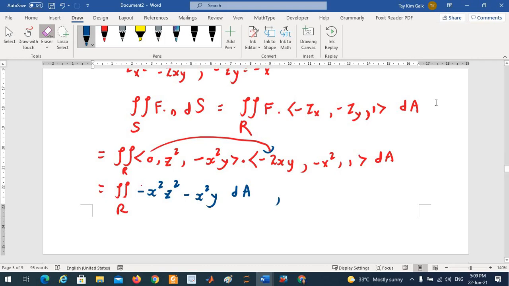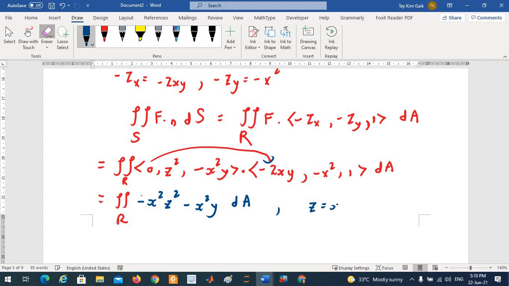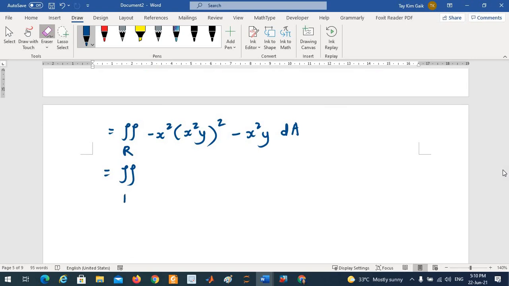And then you have to replace back z, which is x squared y. Therefore negative x squared z squared becomes negative x squared times x squared y, all squared. Simplify first before we integrate. Let's integrate using a double integral. So x to the power 4 times x squared gives x to the power 6. So negative x power 6 y squared, negative x squared y dA.